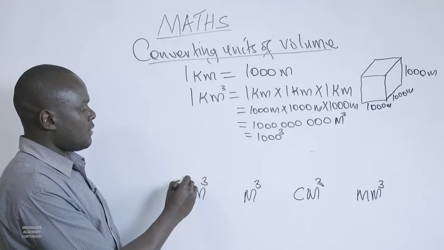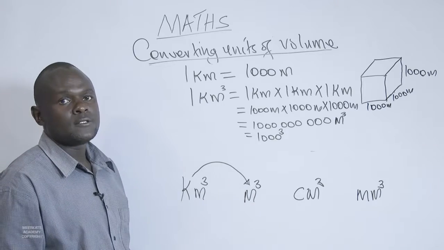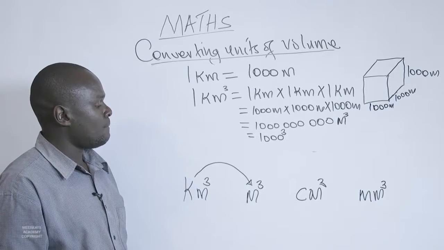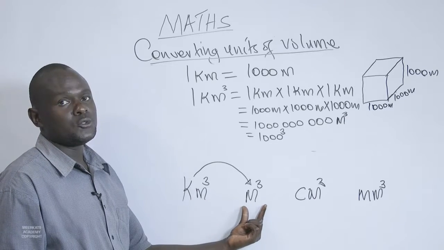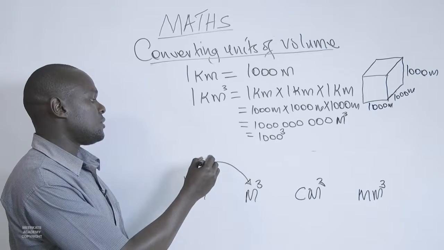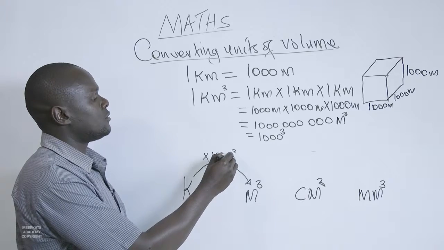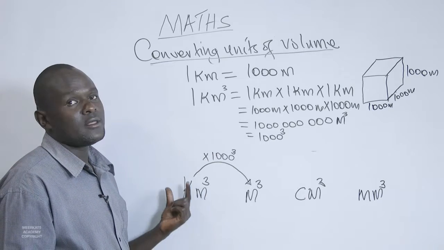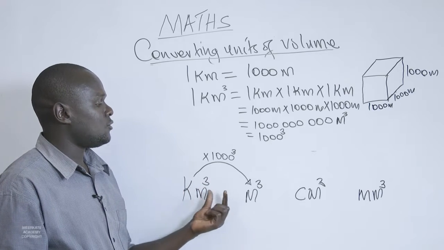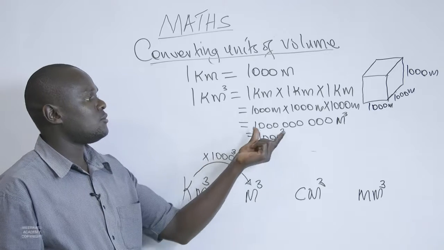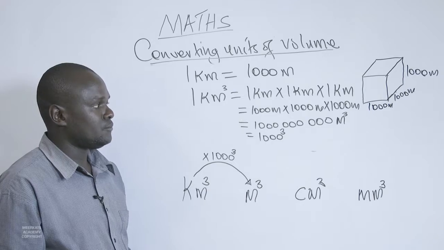So if you were to have some figure expressed in cubic kilometers and you want to change to cubic meters, then you are going to multiply by 1,000 cubed. This basically means whatever figure you have, you multiply by 1,000 cubed to get this. And you know that 1,000 cubed is the same as 1 billion.